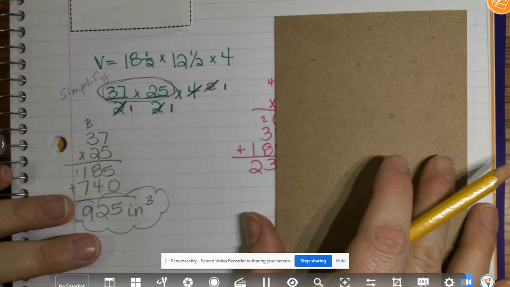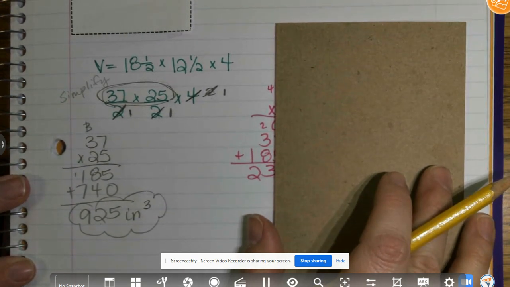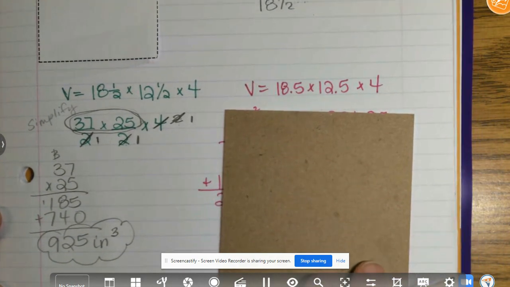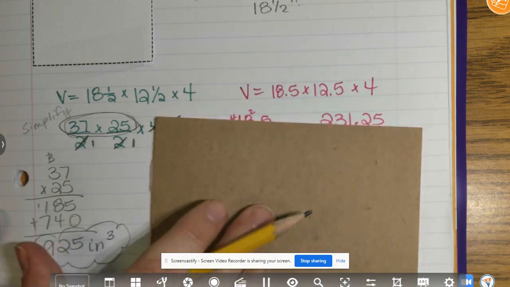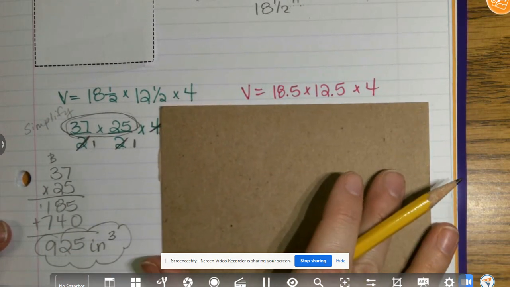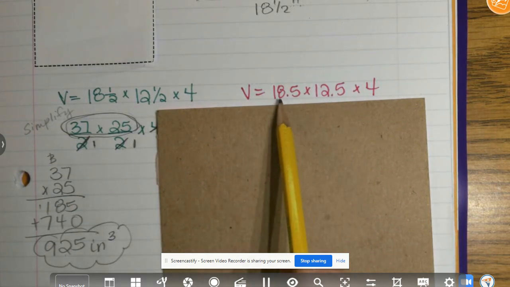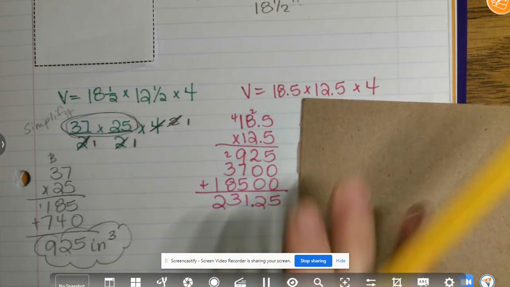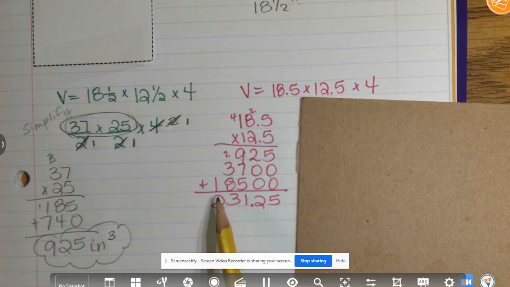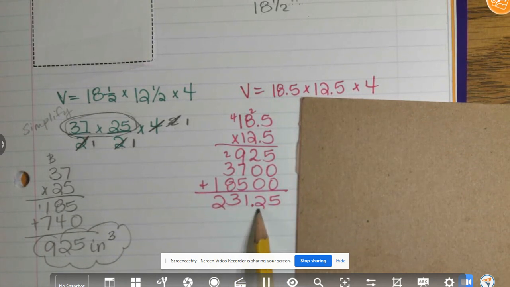Now, on the next one, what if I don't like fractions? I can always change them to decimals. And I'll show you that we get the same answer. So when we multiply again, I always like to multiply 2 numbers at a time, which is the way you're supposed to do it. So 18.5 times 12.5. Well, when I multiplied that, I got 231 and 25 hundredths.